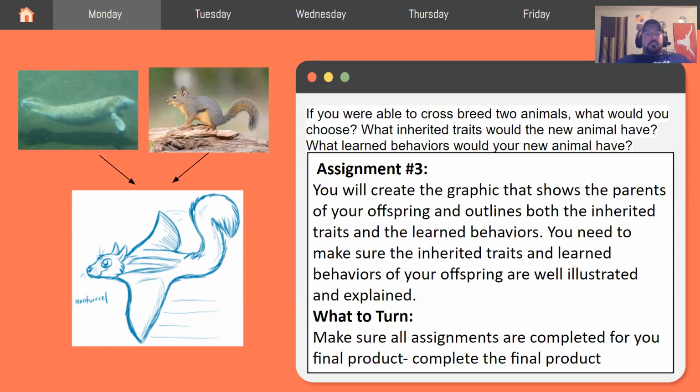And then you could say for learned behaviors, holds its breath for hours on end. Learned behavior, right? Doesn't need to hibernate in the wintertime. Learned behavior.